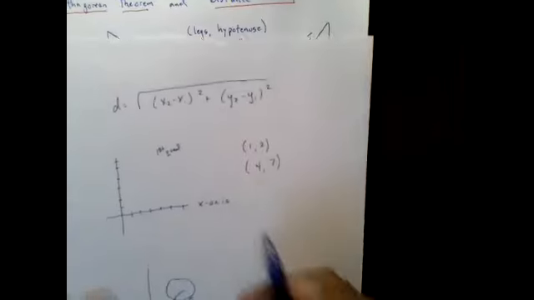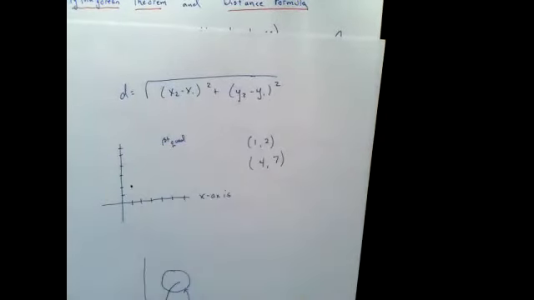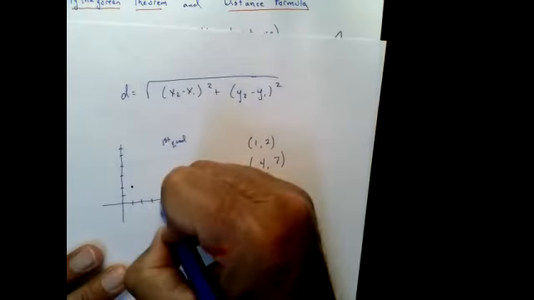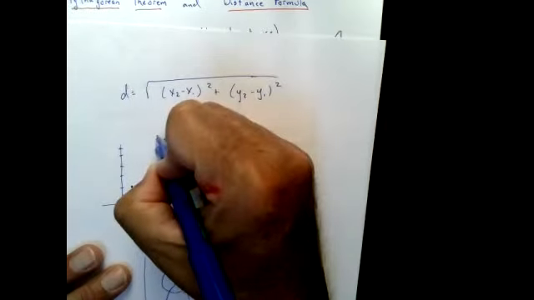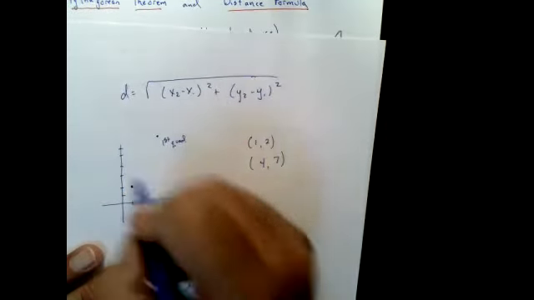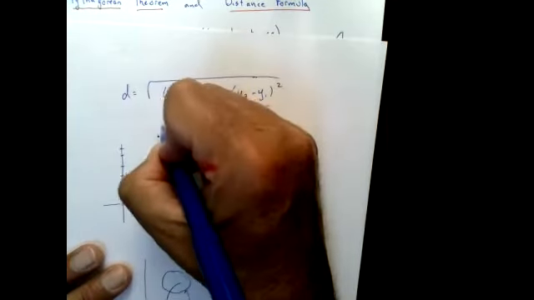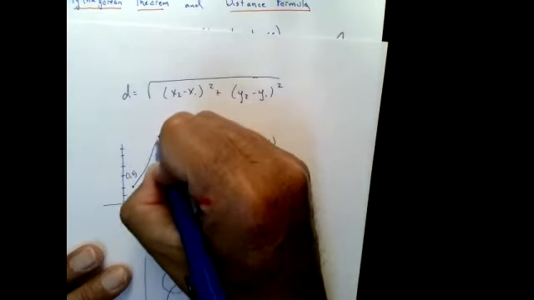Anyhow, 1, 2, right there. There it is. 4, 7. 1, 2, 3, 4, 5, 6, 7. There. So this first point is the point 1, 2. The second point is the point 4, 7. What is the distance between these two?